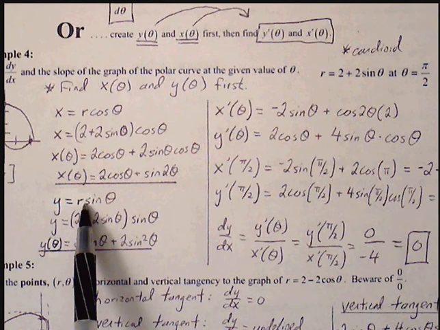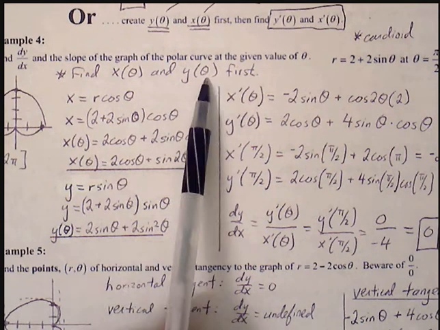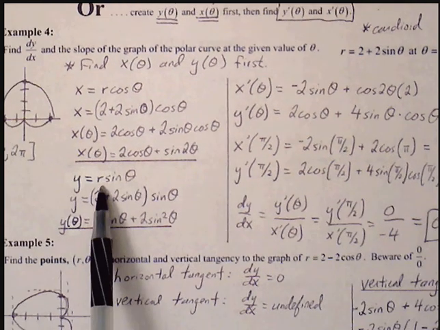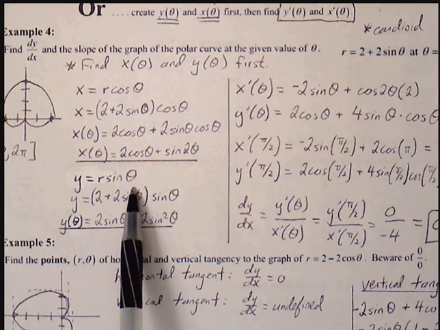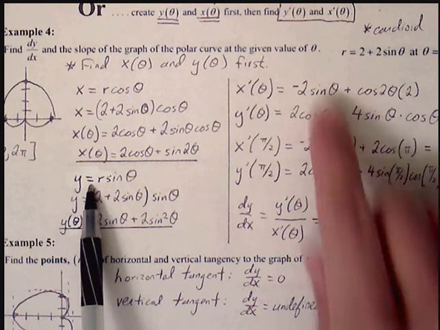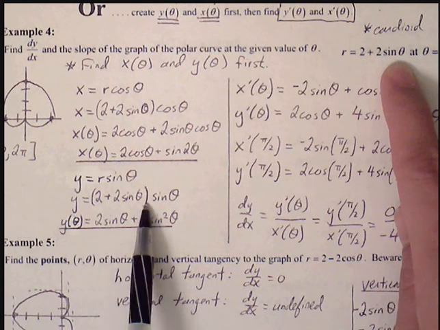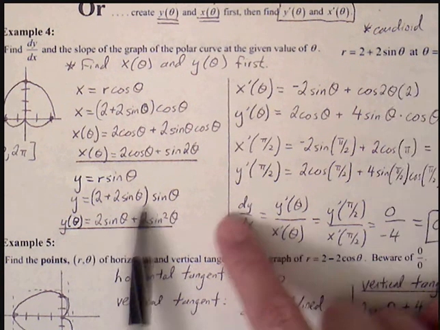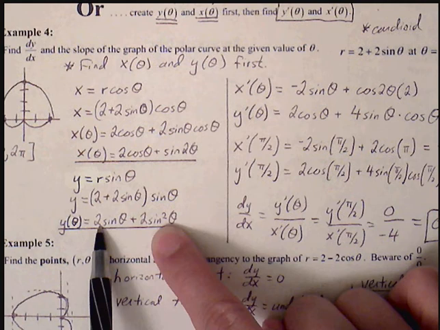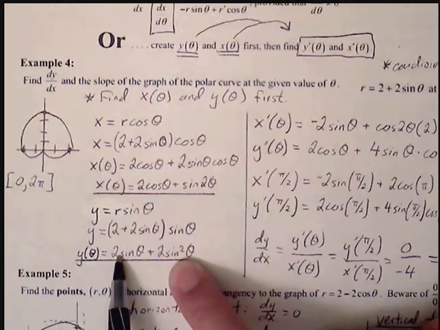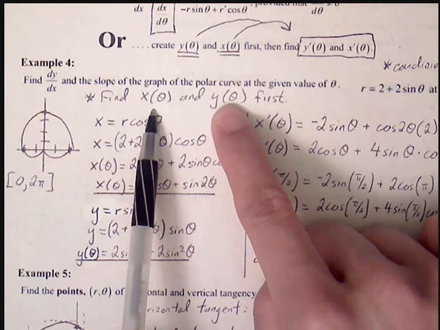Okay, let's move on to y. We're going to create y of theta. So we start off with y is equal to r sine of theta. The sine of theta will stay, r gets replaced with our equation. So 2 plus 2 sine of theta times sine of theta. Distribute that through. We get 2 sine of theta plus 2 sine squared of theta. So we're one step closer. We have x of theta and y of theta.